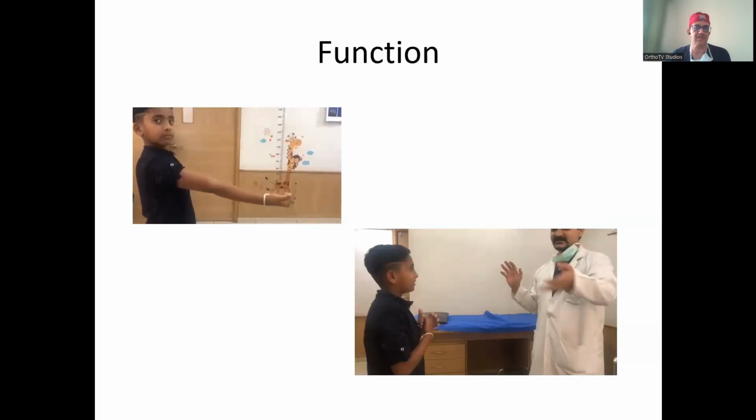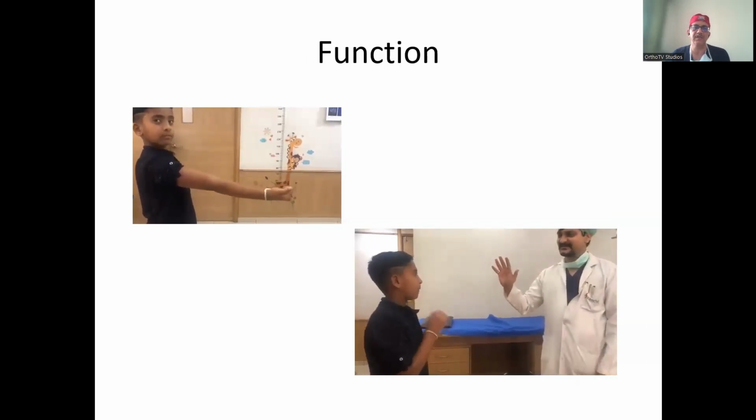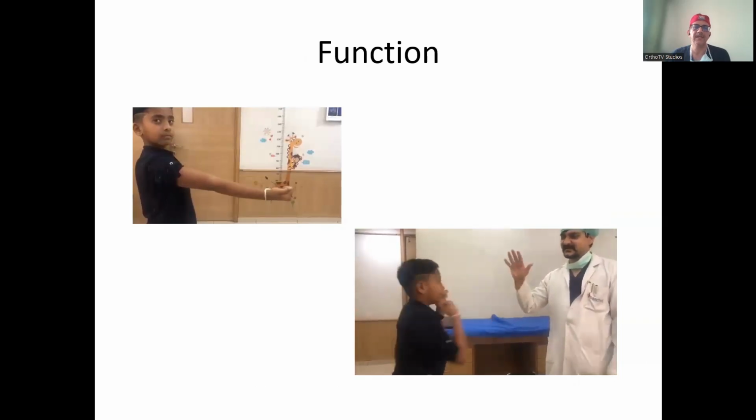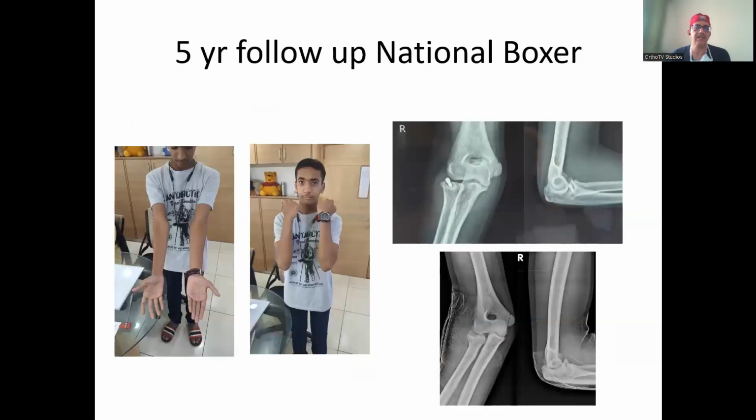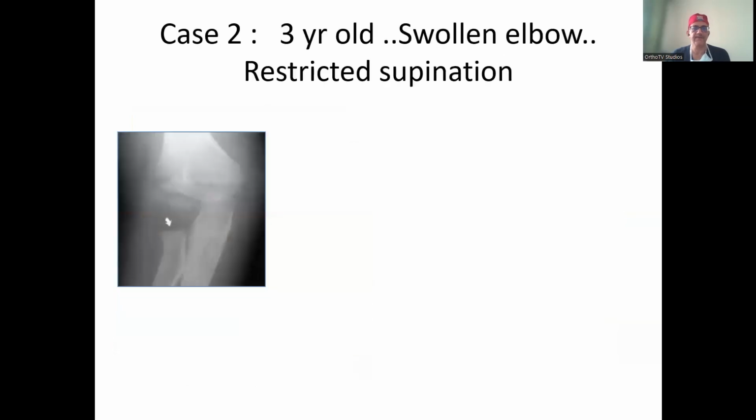His pain has gone, the stiffness is gone, and he's back to his passion, which was boxing. And 5 years down the line, this young child is now a national level boxer, and we have removed his screw, and he's just doing fine. So this was an interesting trash lesion that you should be aware of.